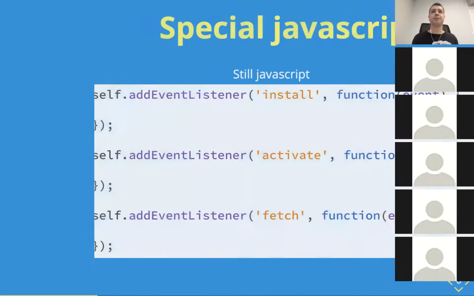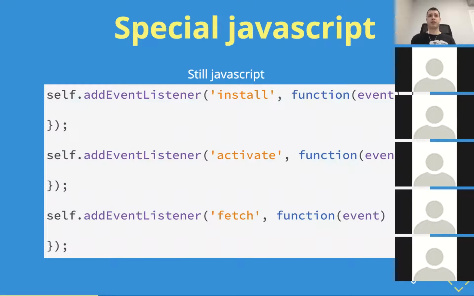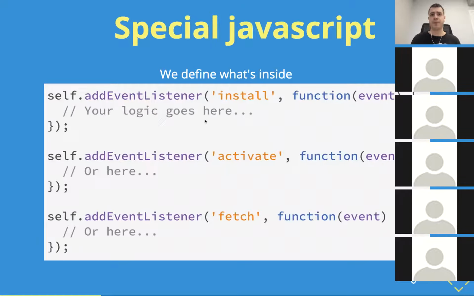So let's get started. What does special JavaScript mean? First of all, it's still JavaScript, right? And a service worker is no more than an implementation of certain events using usual JavaScript. We as developers control what goes inside. So when I say something like the service worker decides whether to take the data from cache or from server or from somewhere else, I mean that we as developers still decide the logic that goes in there.